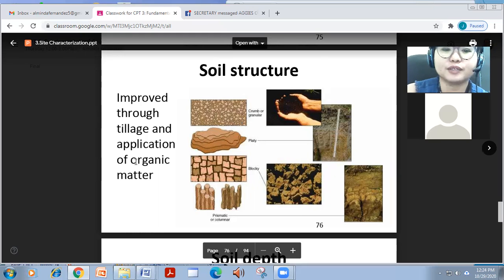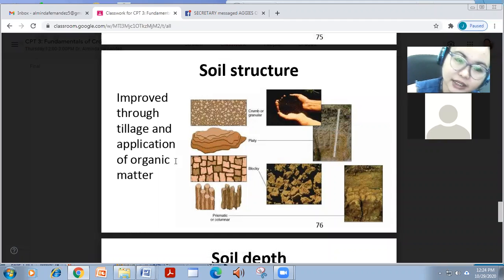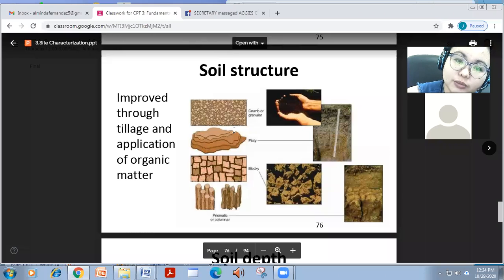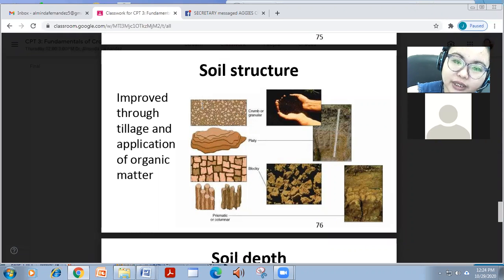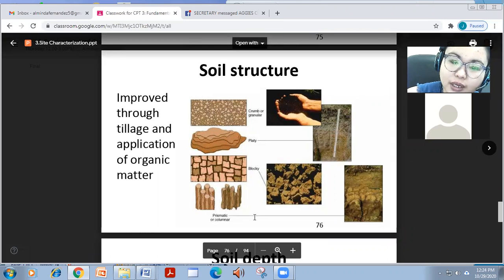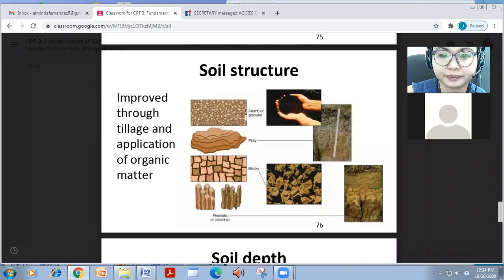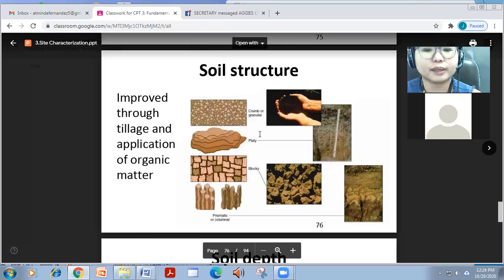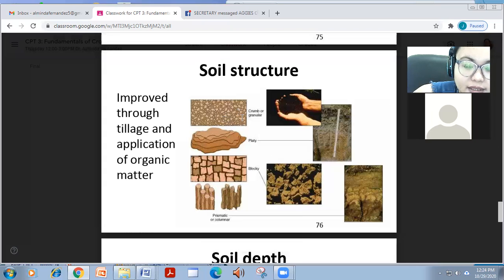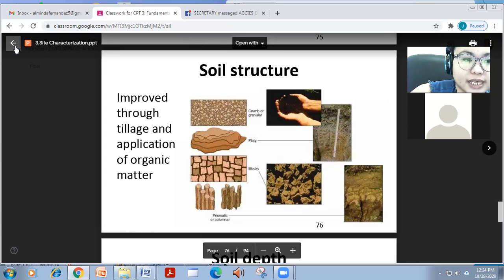So these could be the different soil structures that can be improved through tillage or application of organic matter. So we have the platy, the crumb or granular, the blocky, and also the prismatic or the columnar. Among these, the best for growth of plants is the crumb or granular. If the soil happens to be platy or prismatic or columnar, then with tillage operation, you decrease the ped size and make it granular or crumb size.